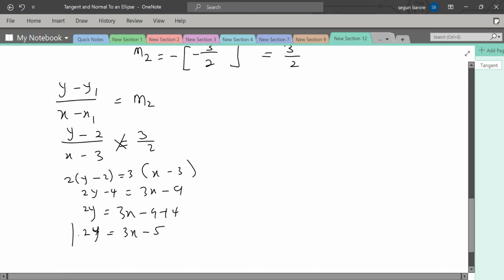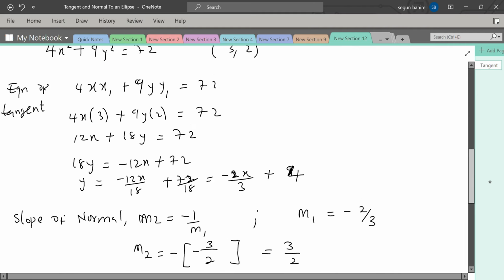So this is the equation of the normal, and the one I did previously is the equation of the tangent.